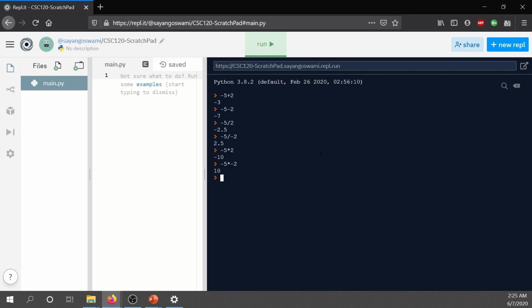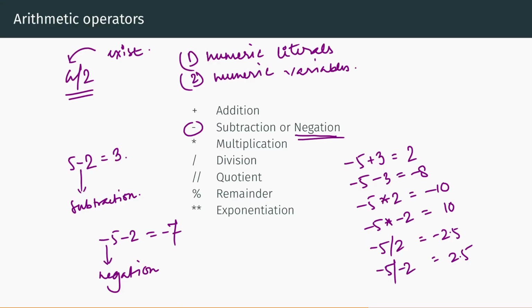But things start getting a little more interesting with negative numbers and quotient and remainder. By the way, exponentiation with negative numbers works the same way, right? Exponentiation is essentially multiplication, so it works as you'd expect. The thing that we are interested in is quotient and remainder. How does quotient and remainder work with negative numbers?